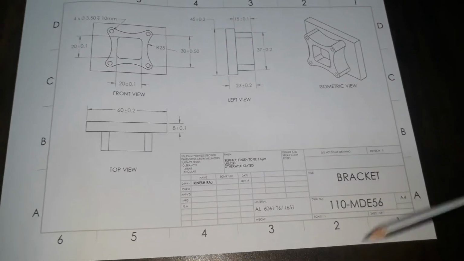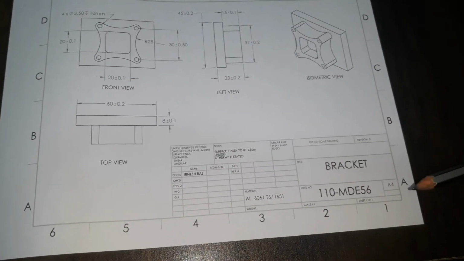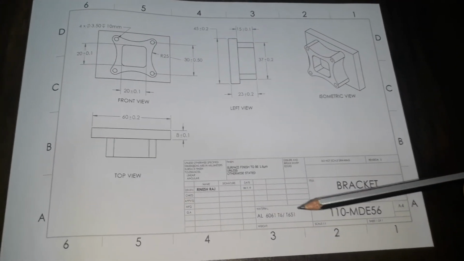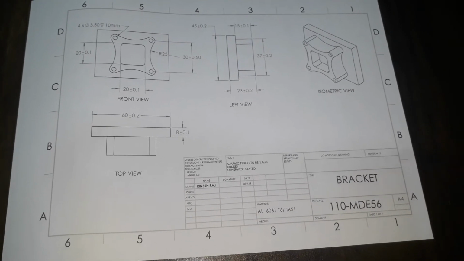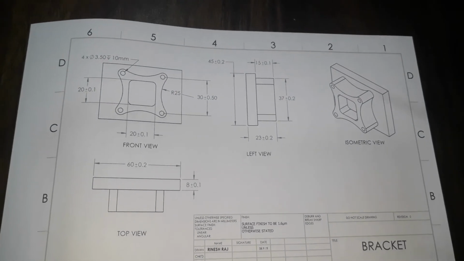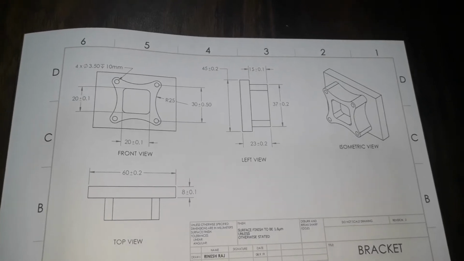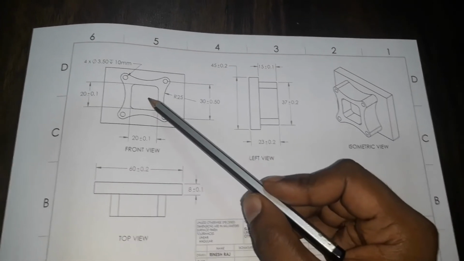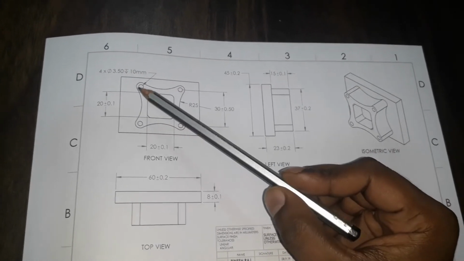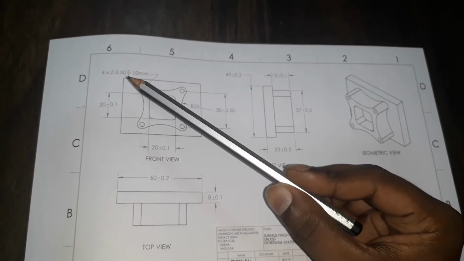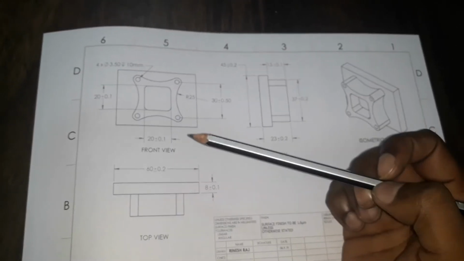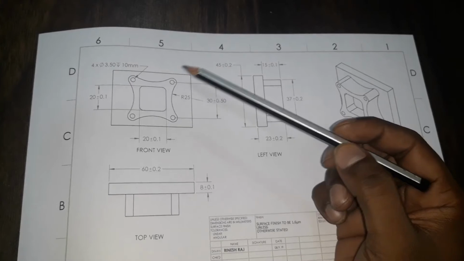This is the sheet information, where you have information like the name of the part, the drawing number, and the material. It says aluminium 6061. If you look closely at the front view, you can see that there's a pocket in the center, and it has a fillet in here. Then you've got a 3.5 millimeter hole, which is 10 millimeter deep. And then you can see this particular profile in here.